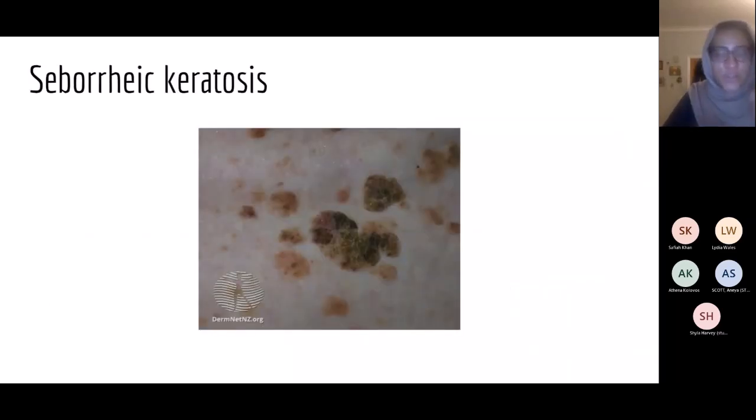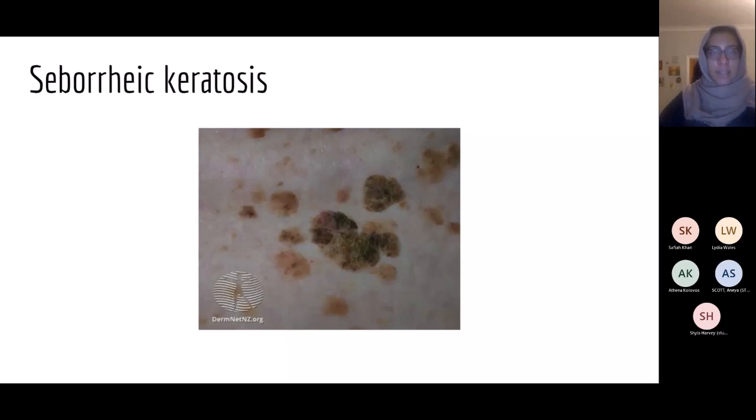Just wanted to do a sort of shout out to seborrheic keratosis, because you might see a lot of people who have this. And these are completely benign. Sometimes it can be quite difficult to differentiate it from a malignant melanoma.